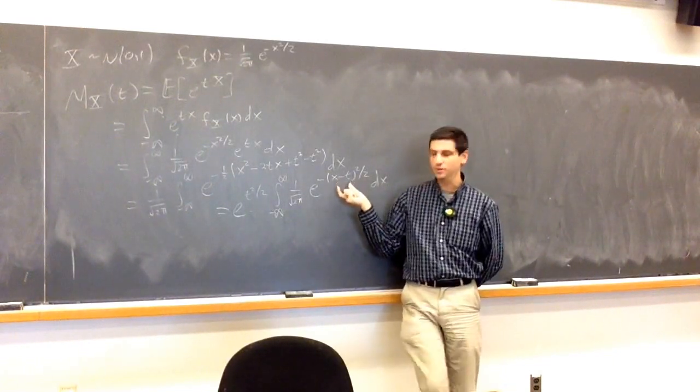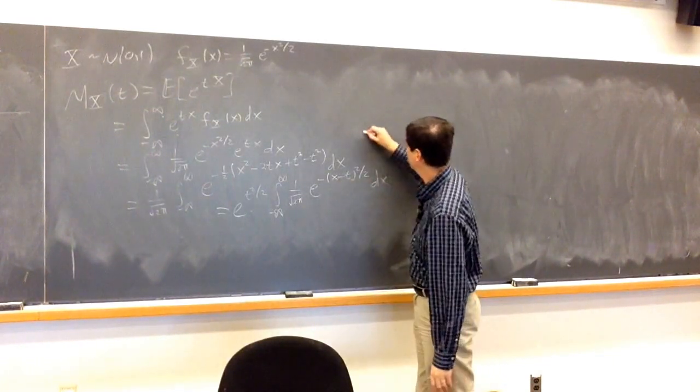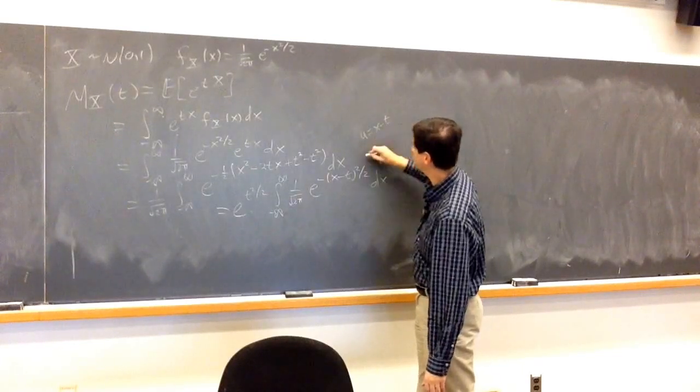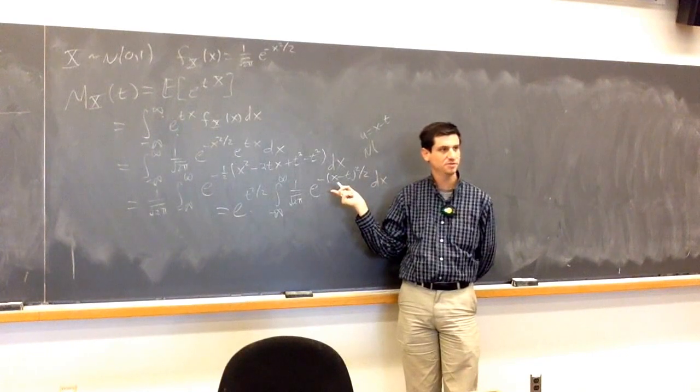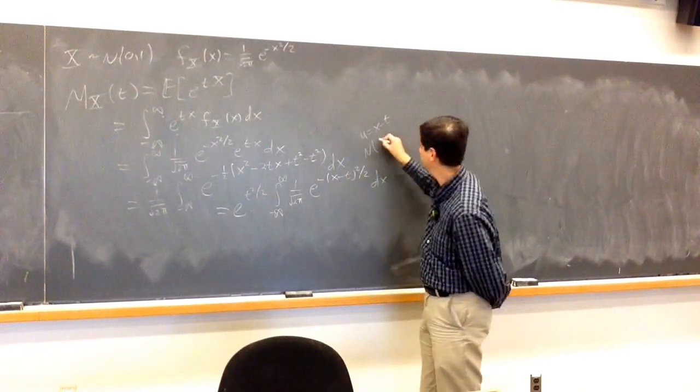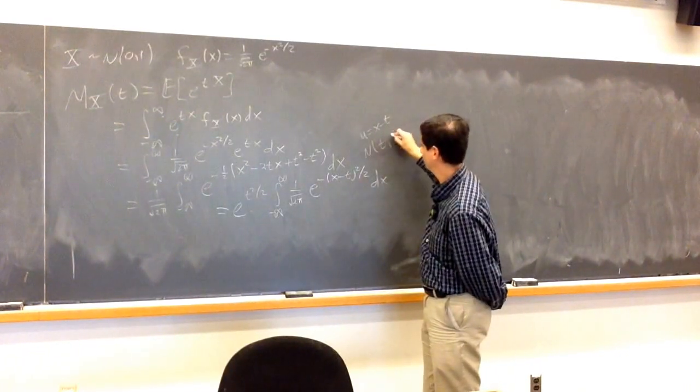Yeah, so you could do a change of variables. You could let u equal x minus t, or you could notice that this is a normal. What's the mean of this normal? t. What's the variance of this normal? 1.